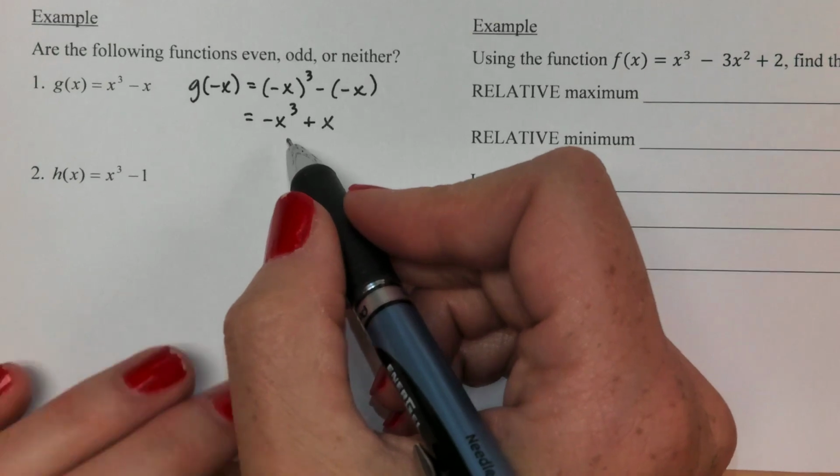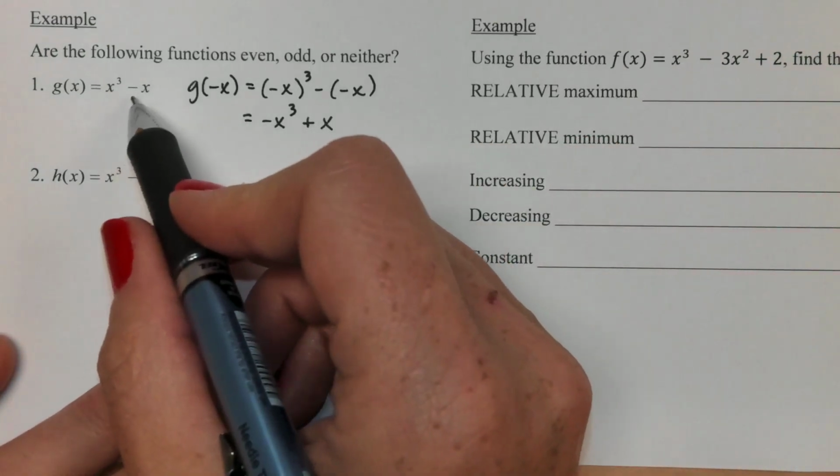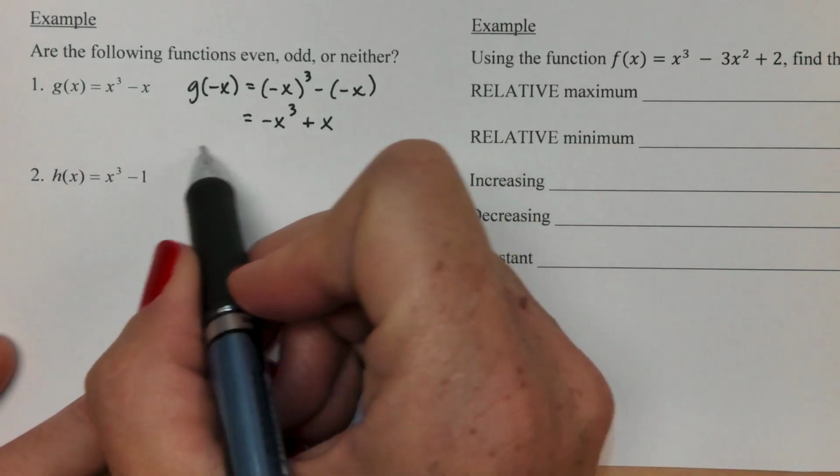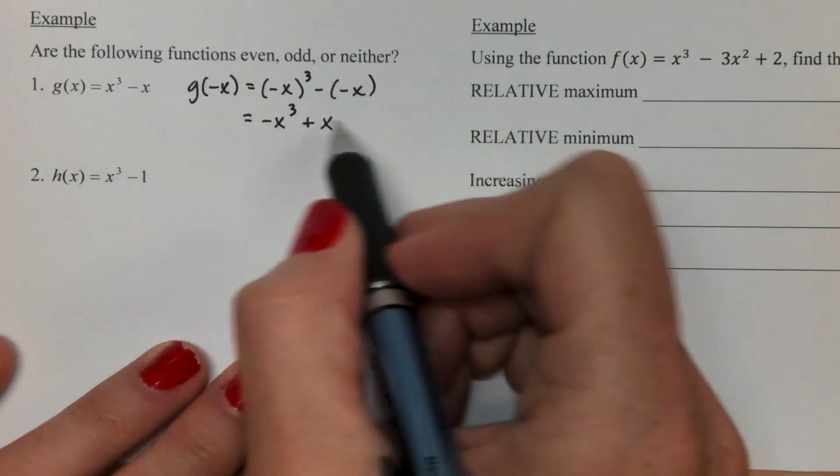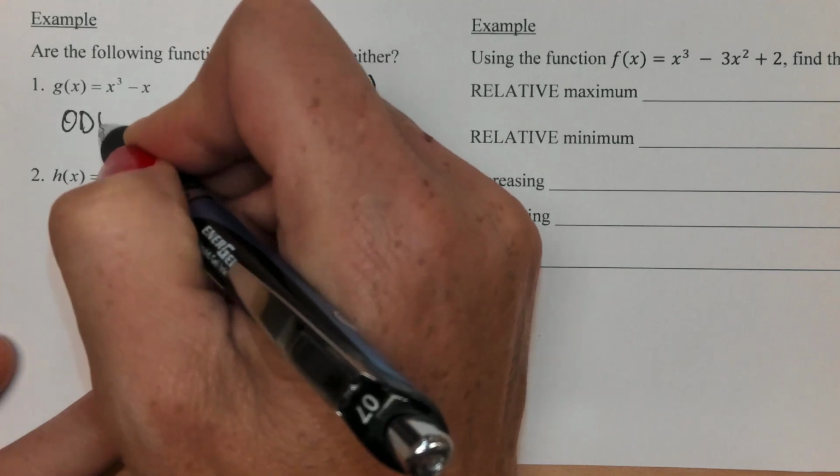So in this case, I don't have the exact same thing I started with. I actually have the exact opposite. This was positive, now it's negative. This was negative, now it's positive. If everything switches, then this is an odd function.